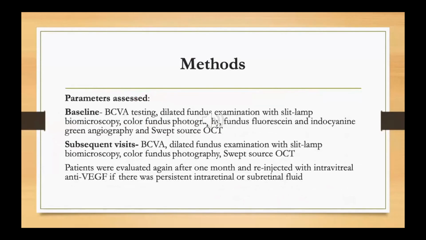At baseline, patients underwent visual acuity testing, dilated fundus examination with slit lamp biomicroscopy, color fundus photography, fundus fluorescein and ICG angiography, as well as OCT. At subsequent visits, patients underwent visual acuity testing and OCT. Patients were evaluated again after 1 month and re-injected with intravitreal anti-VEGF if there was persistent intraretinal or subretinal fluid.